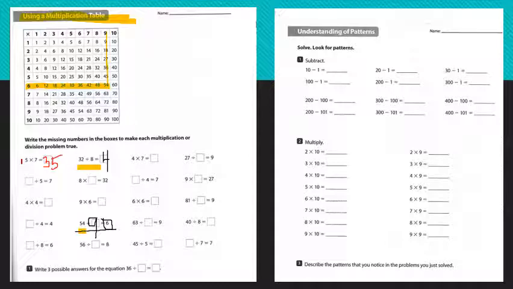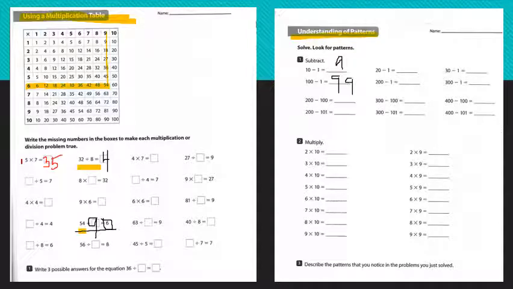Next, we'll look over at page 20, which is talking about understanding patterns. First one is just subtraction. We're going to understand the patterns. We're just going to simply subtract 10 minus 1. We know that easy. 10 minus 1, 10 take away 1 is 9. And right underneath it, 100 take away 1 is 99.